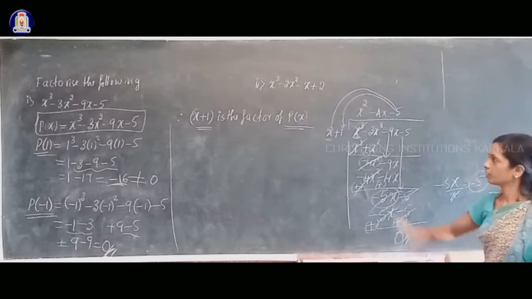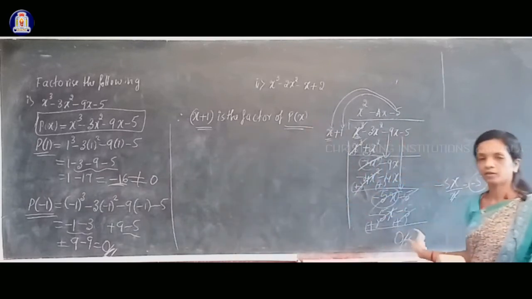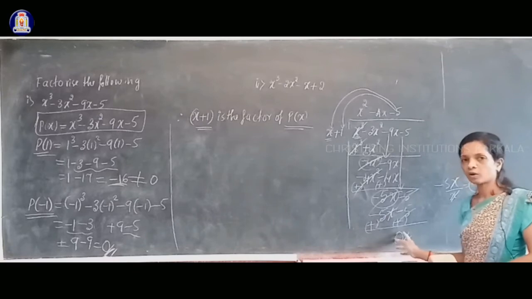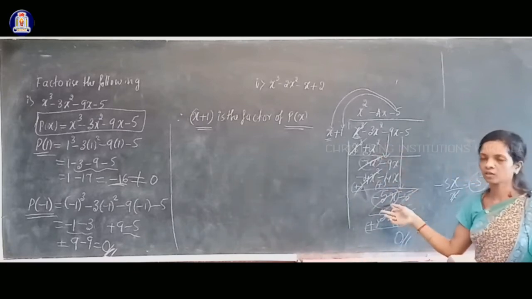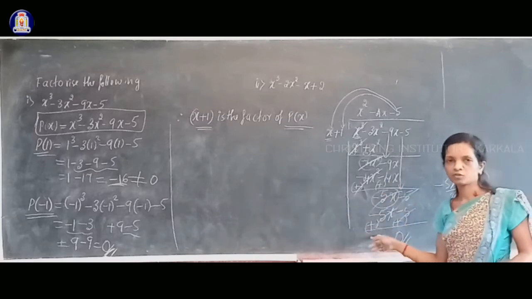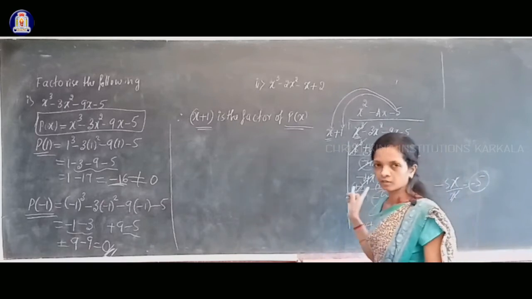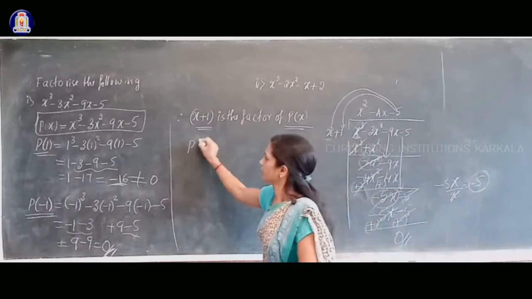Always when you divide p of x by the factor of that, then we will get a remainder 0, that you have to keep in mind. Okay, if you are not getting 0 answer here, then you may have done some mistake, you have to check that mistake, and you have to do division again to get the remainder 0. After like this, what you have to do is you have to write p of x in this way.